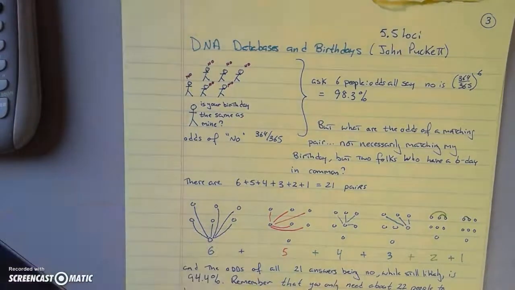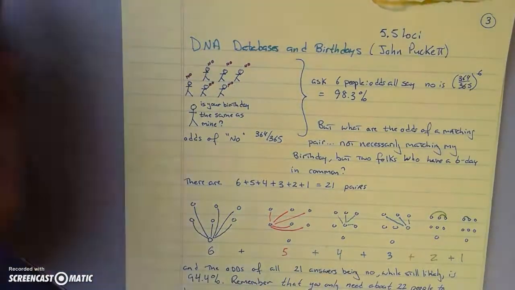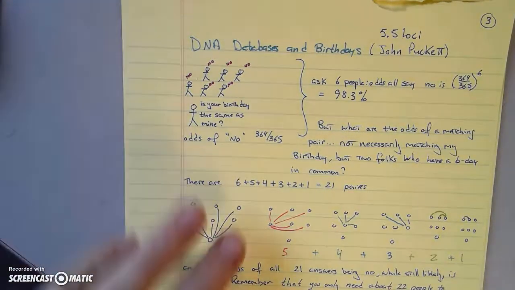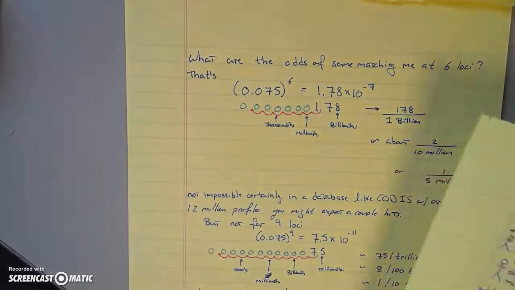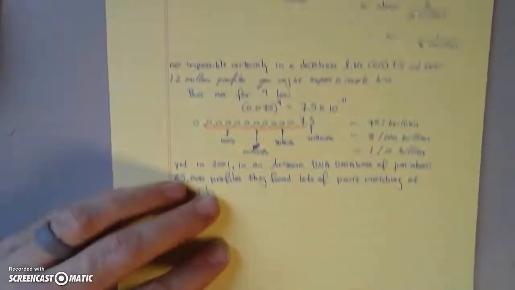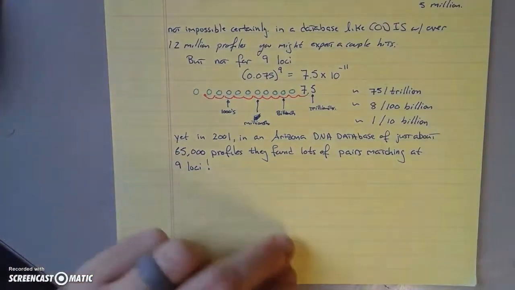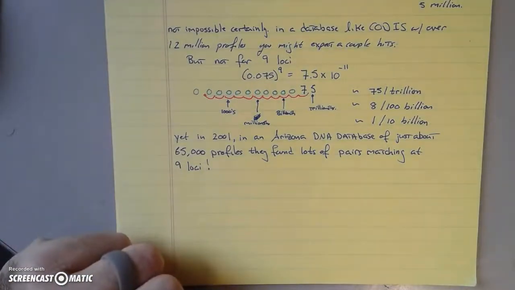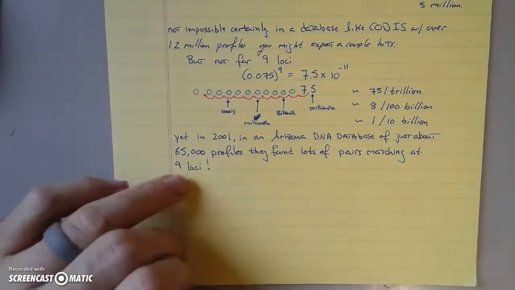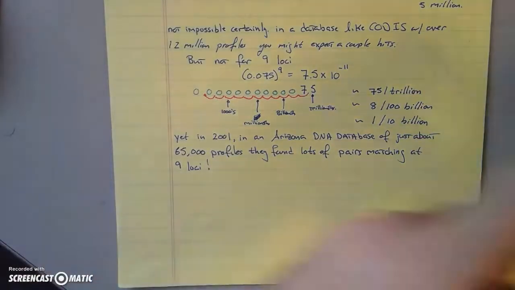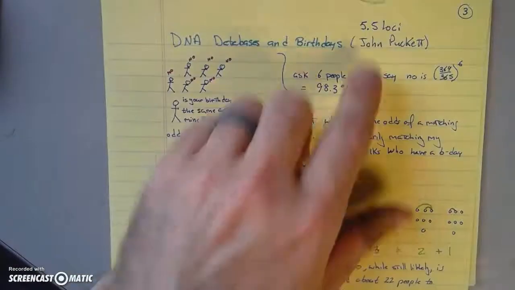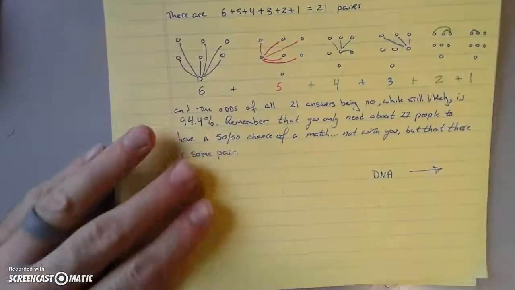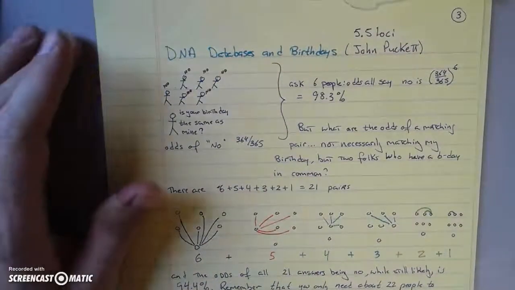The defense argued that the probabilities that had been used were grossly overstated because there had been a lot of matches. Where was it? I wrote it somewhere. Oh yeah, jump ahead a little bit. So in 2001, in an Arizona DNA database of 65,000 profiles, they had found lots of matching pairs at 9 loci, which is a more stringent requirement than the 5.5 of John Puckett. So what's going on here? Well, this is where we review the birthday problem.